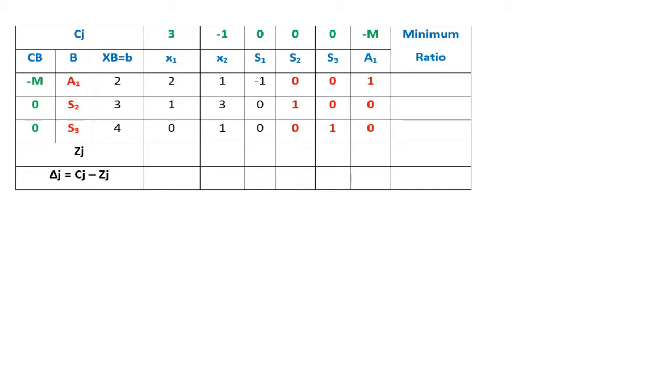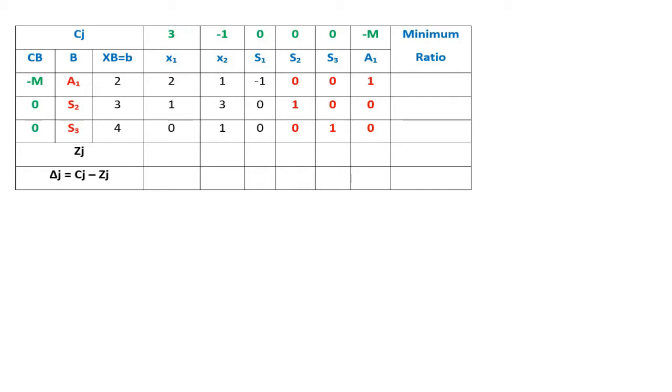Now in the same way you have to fill up the CB column, that is the cost of the basic variable. You have to take the values of the CB column from the Cj row, that is the first row. Here a1 is the first variable in the basis column, so the cost of a1 is minus M. So in the CB column you have to write minus M.